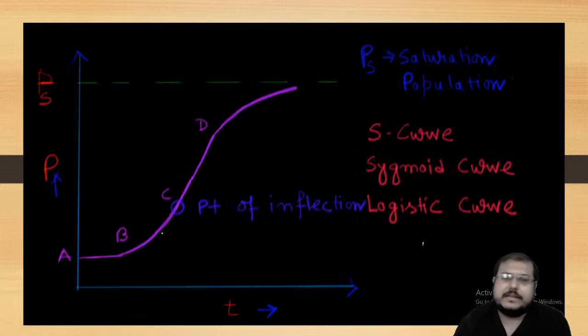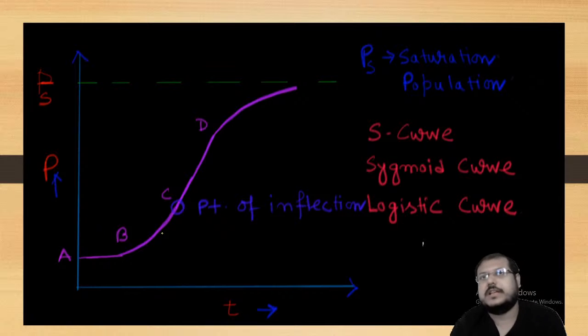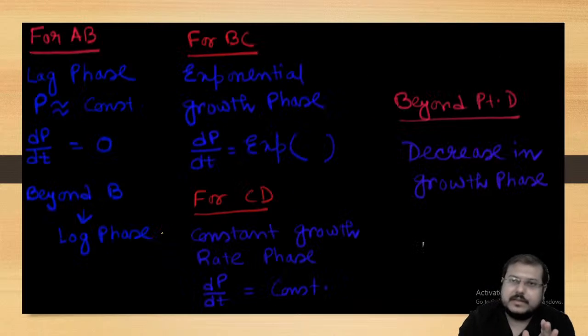In the BC segment exponential growth will be there, and in the CD segment they will recheck their growth rate because they will realize all those things, which are already discussed.